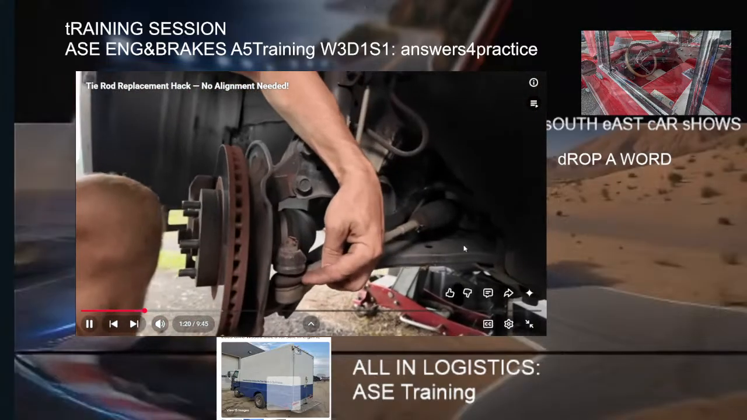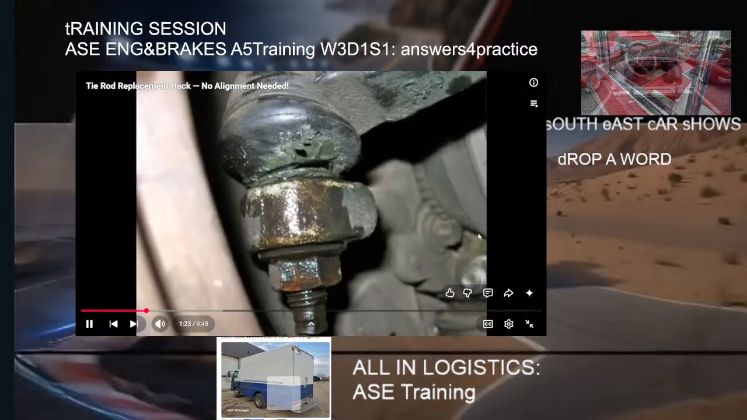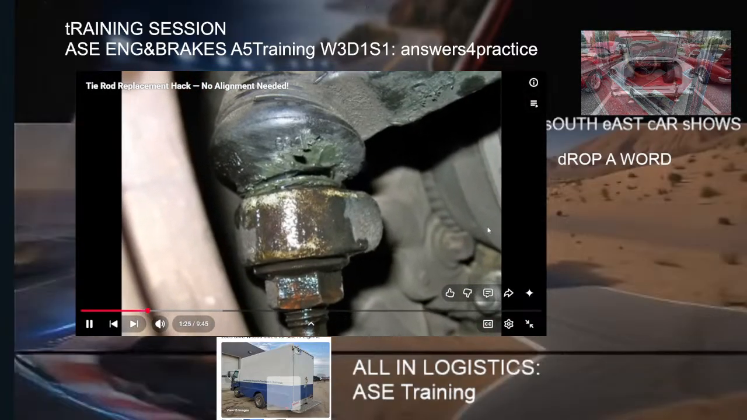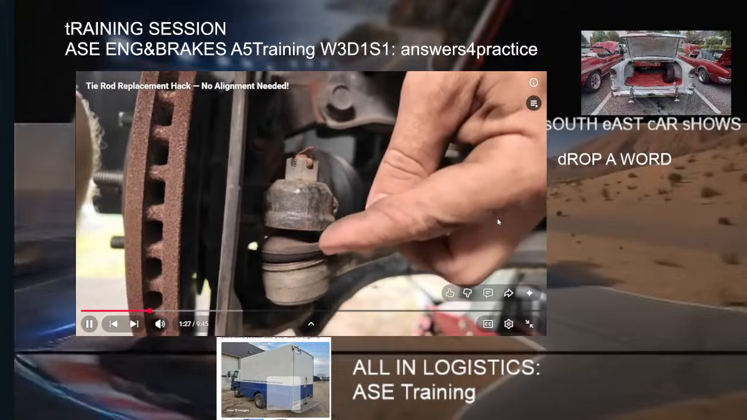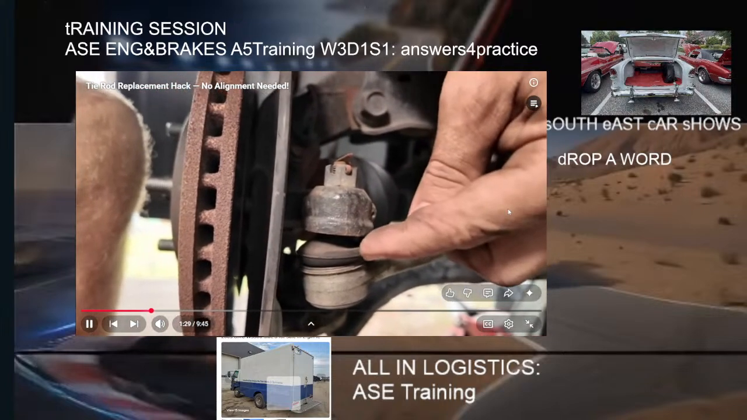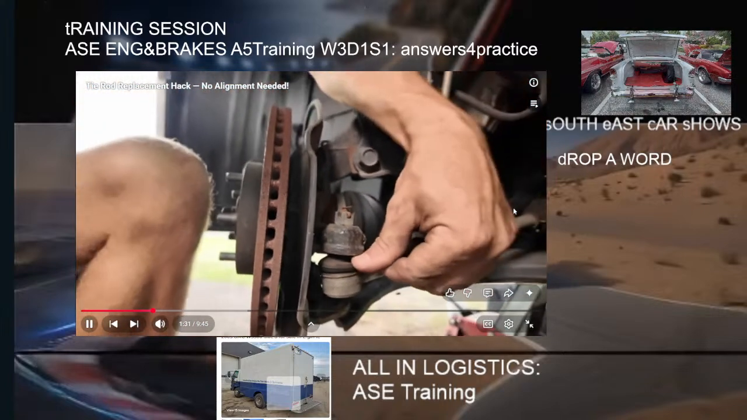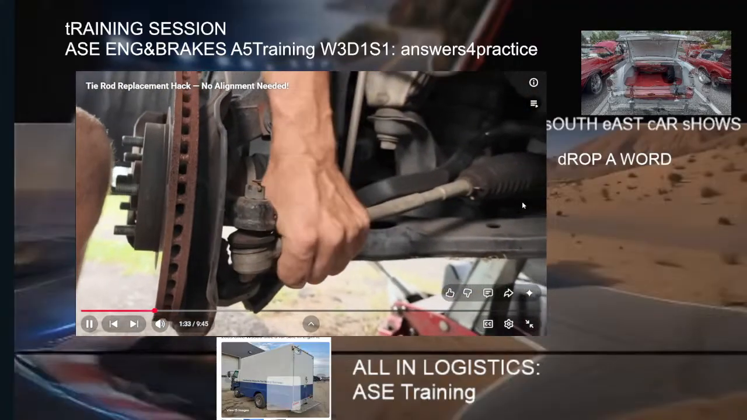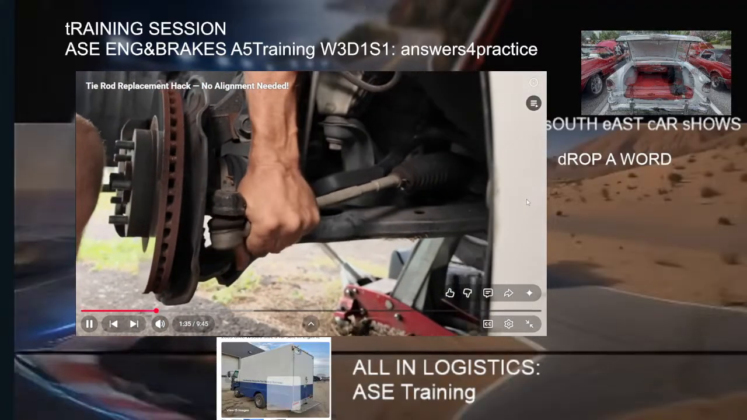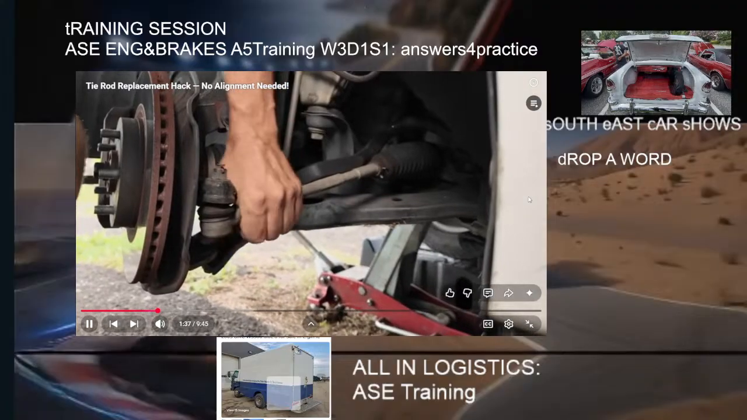The outer tie rod has a little rubber boot. If that is split and grease is coming out, there's a good chance that it means dirt and crap got inside there and ruined that joint. So you want to inspect the rubber boot. Also, you want to grab the outer tie rod and try to twist it like this. If it moves really easily, it's failing.